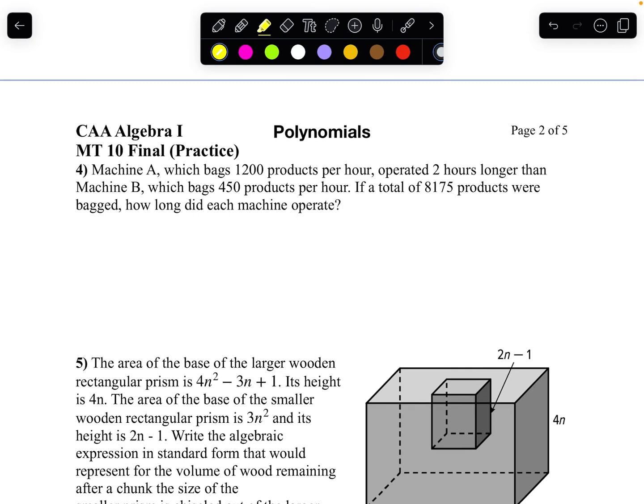Question number 4, we're going to solve an equation, and it tells us that machine A operates 2 hours longer than machine B. So I'm going to let X be the time machine B runs. So I know machine A goes 1200, and then we're going to add 2 onto that. So that'll be X plus 2.